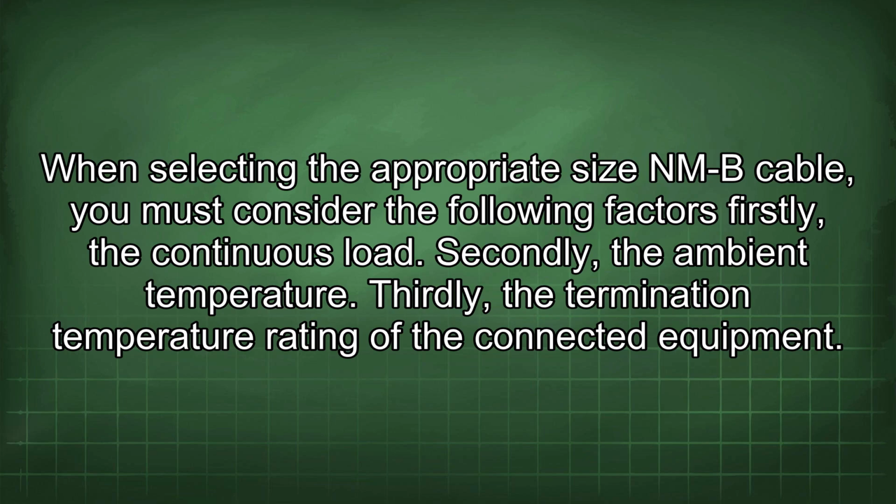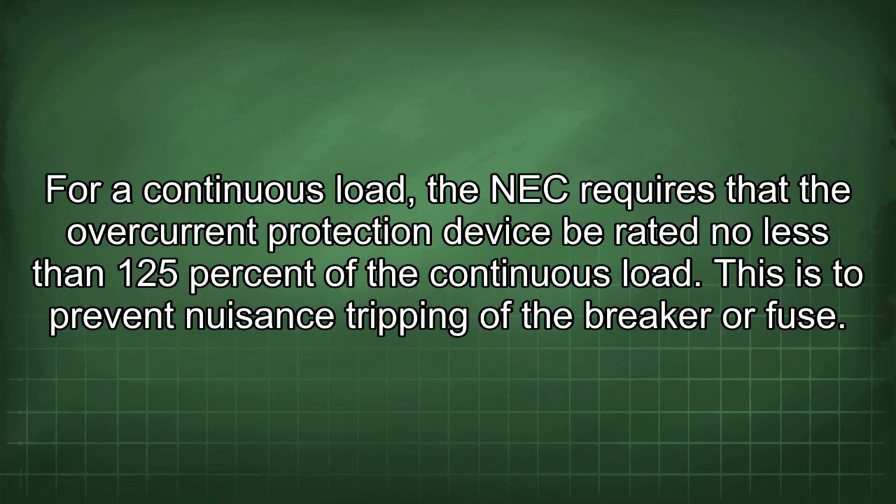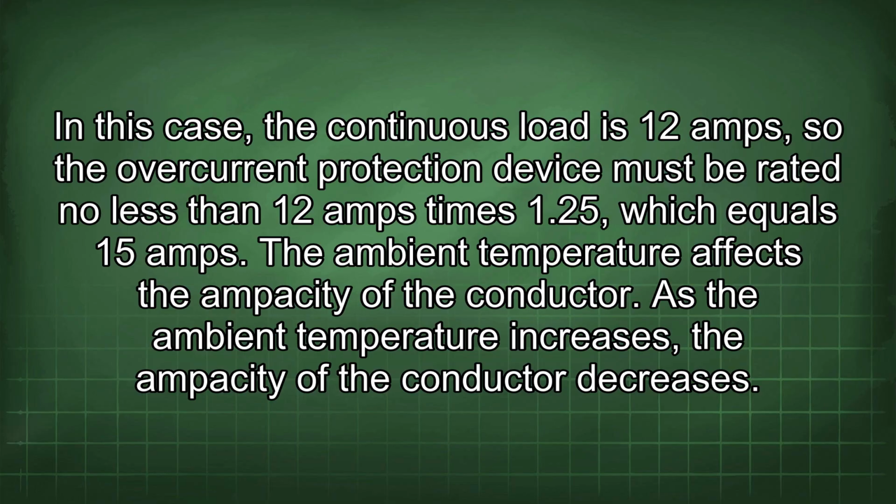When selecting the appropriate size NM-B cable, you must consider the following factors. Firstly, the continuous load. Secondly, the ambient temperature. Thirdly, the termination temperature rating of the connected equipment. For a continuous load, the NEC requires that the overcurrent protection device be rated no less than 125% of the continuous load. This is to prevent nuisance tripping of the breaker or fuse. In this case, the continuous load is 12 amps, so the overcurrent protection device must be rated no less than 12 amps times 1.25, which equals 15 amps.